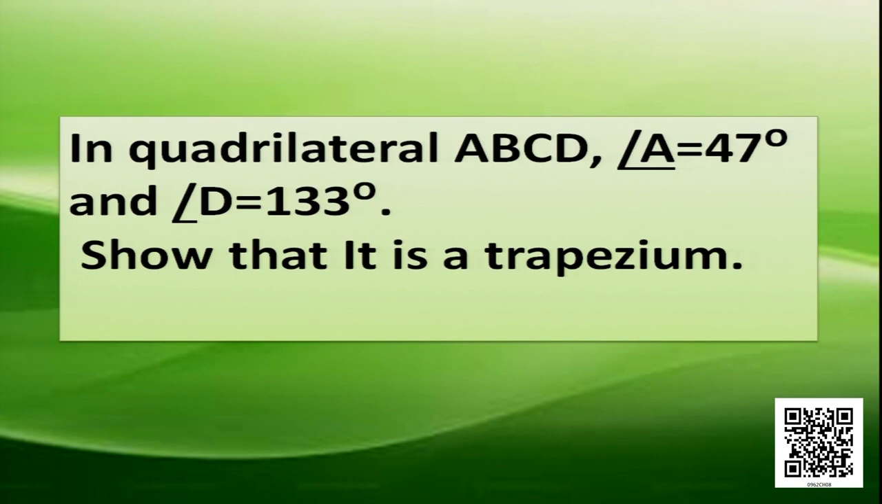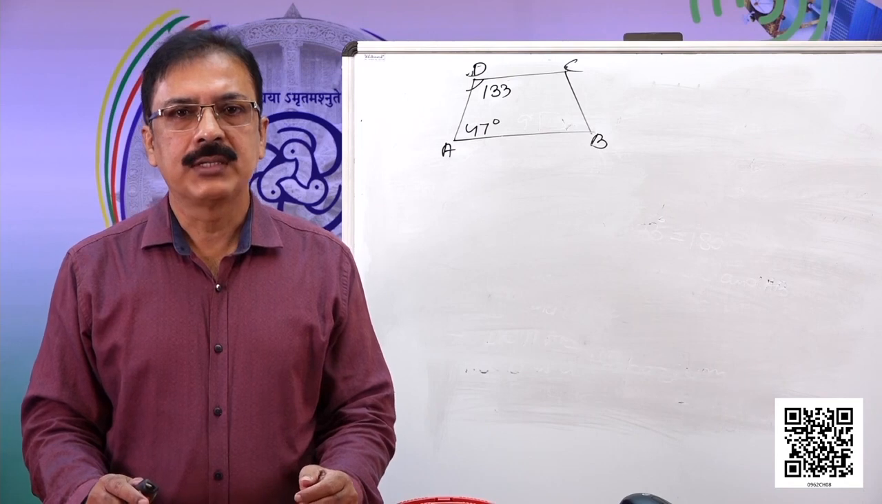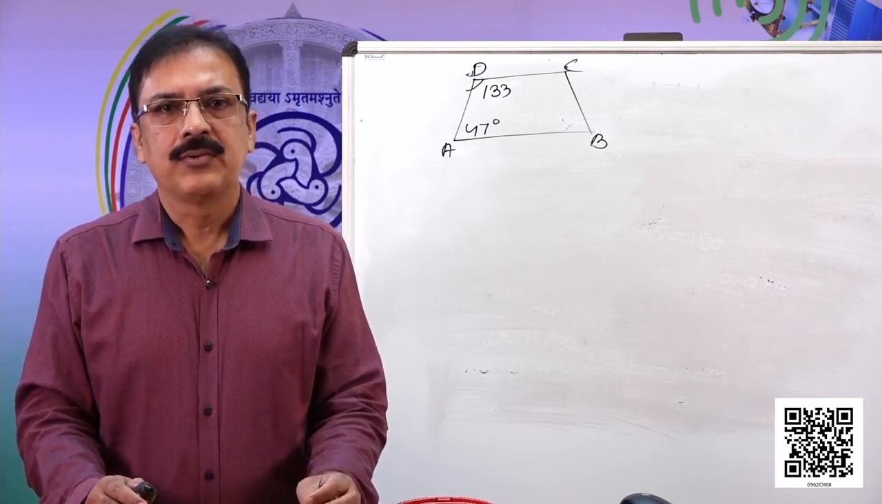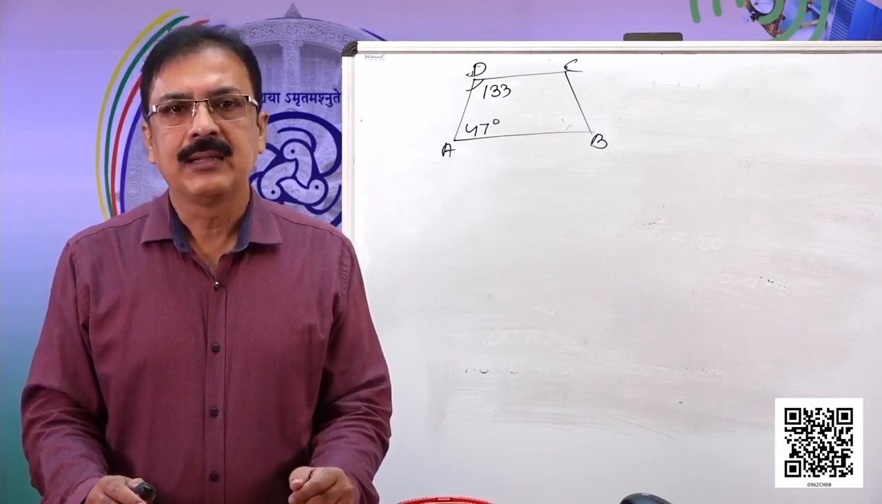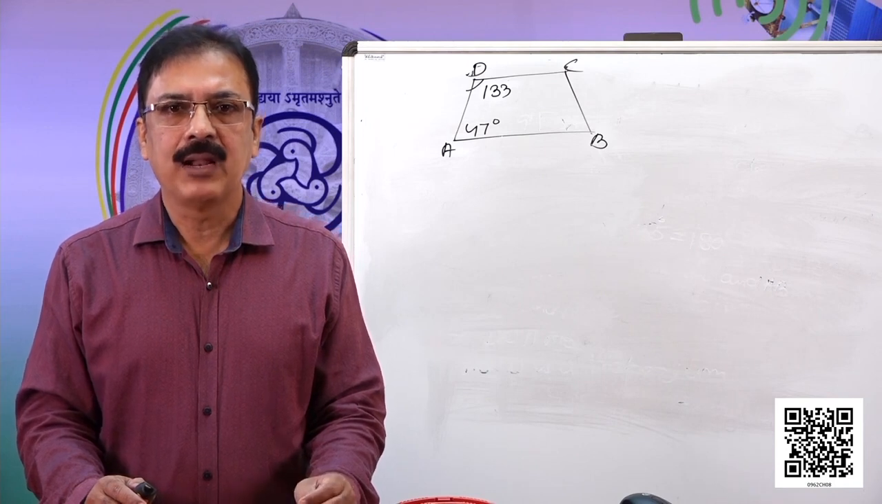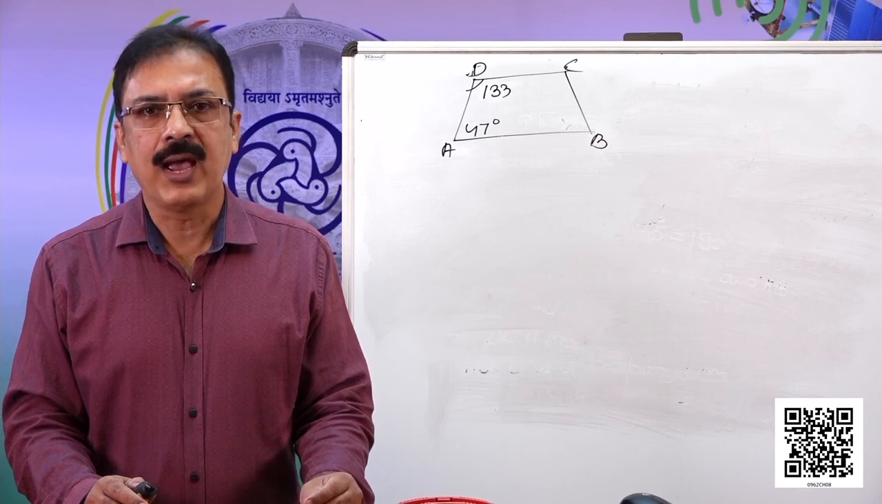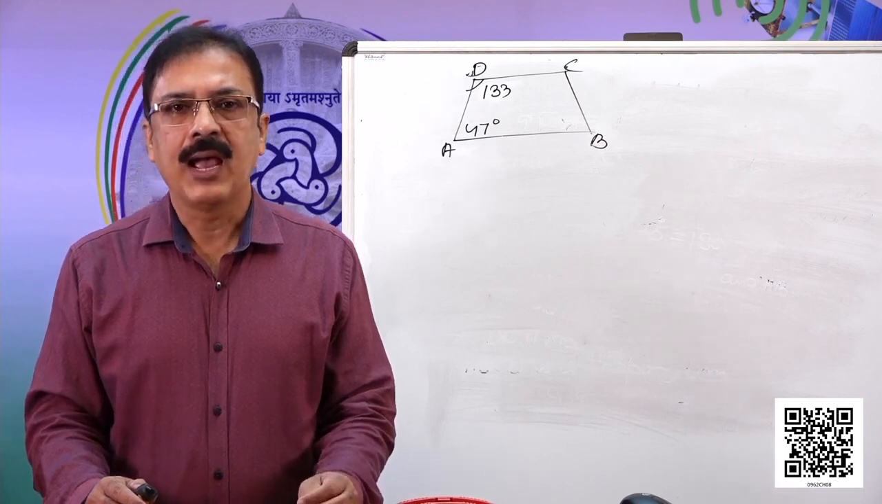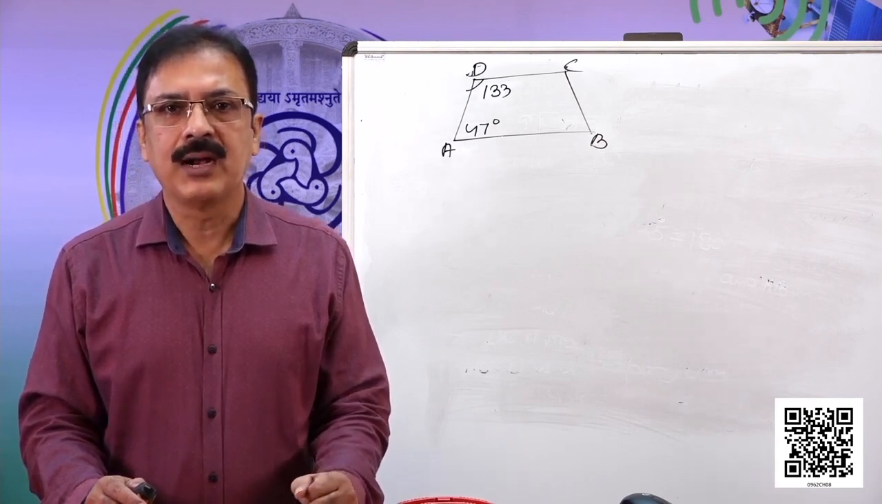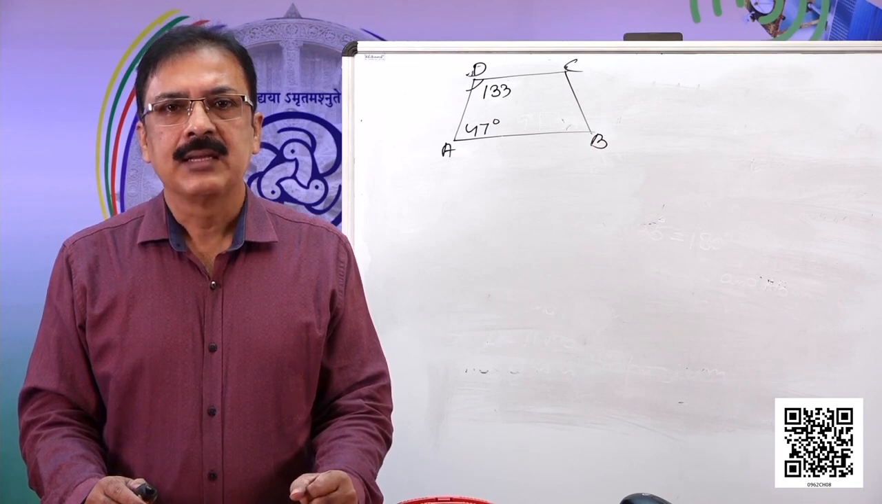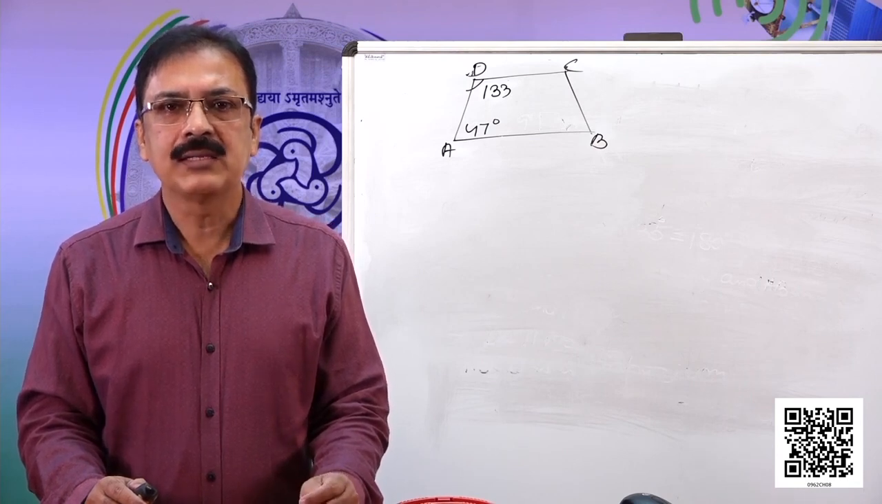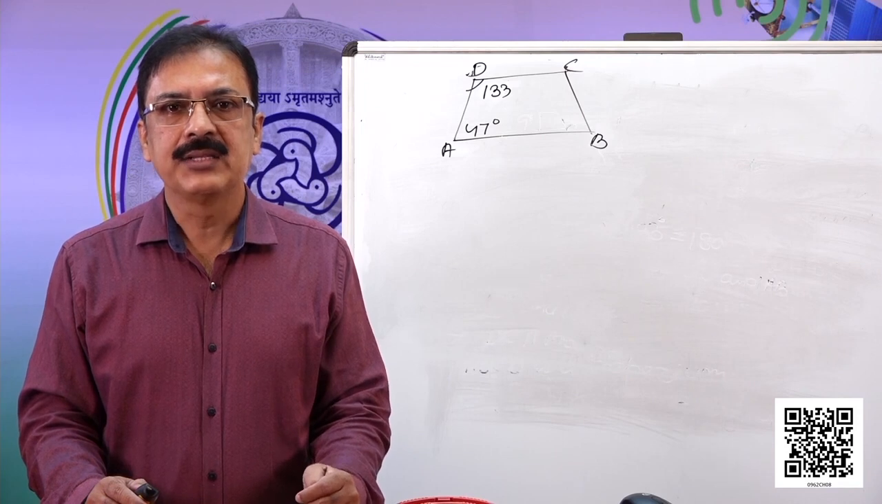So dear students, today we discuss about different types of quadrilateral like trapezium, parallelogram, rectangle, rhombus and square, and also angle sum property of quadrilateral, that is the sum of the angles of a quadrilateral is 360 degree.